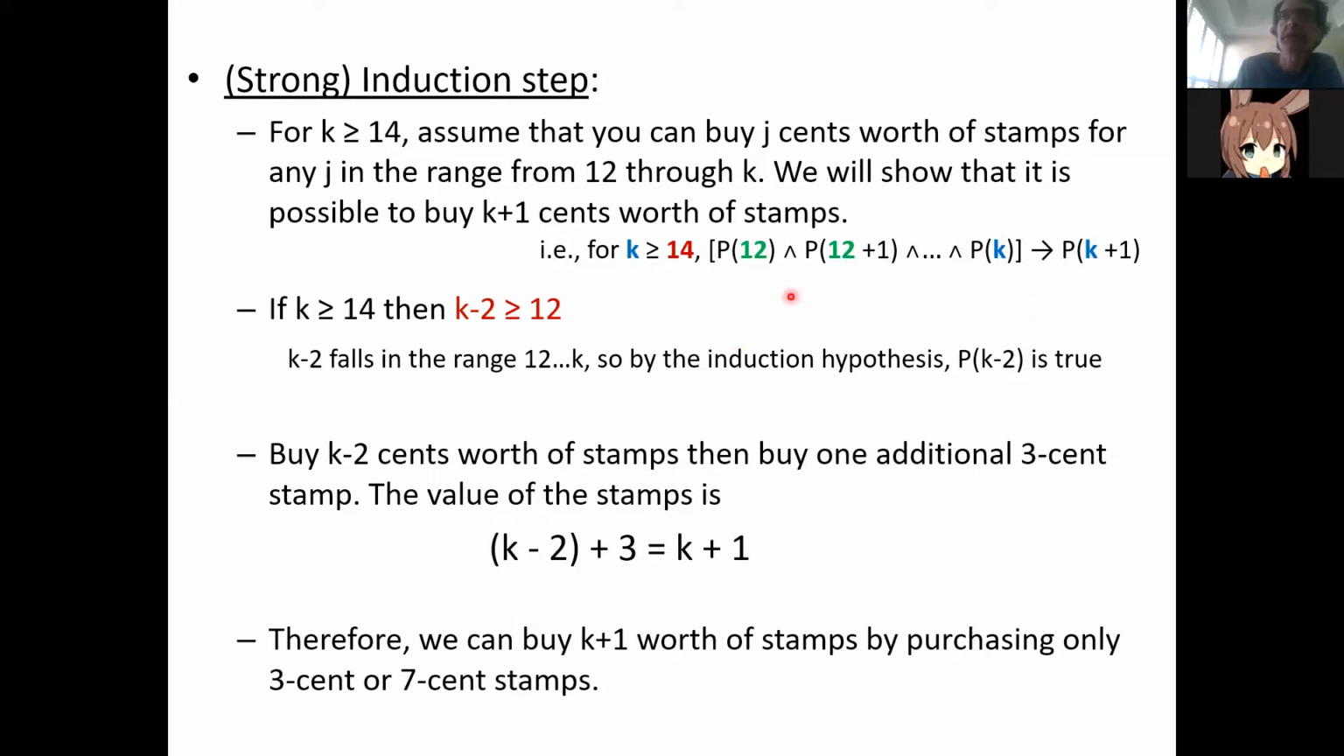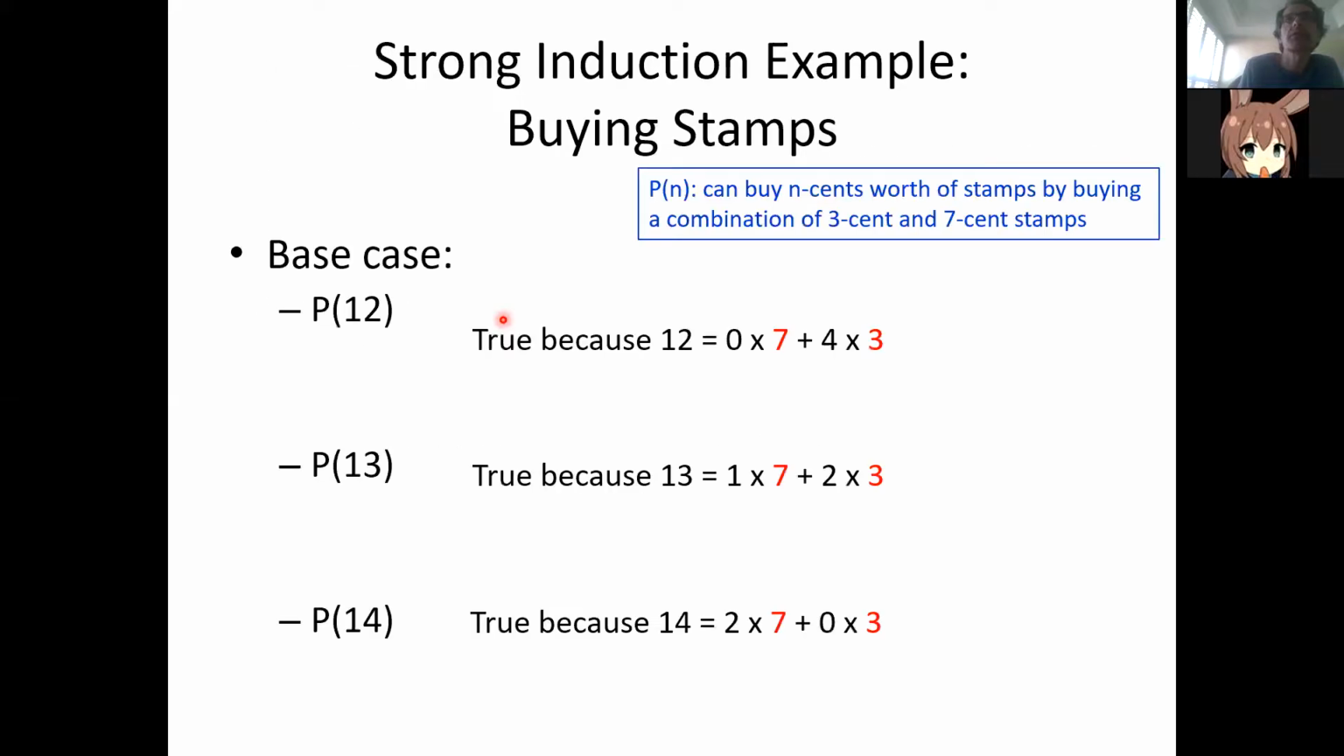But for that to work, this range has to include k minus 2, and for that to work, this range has to start from k. This range has to go from 12 to k, where k is at least 14, or otherwise this part would not work, right? And that is why we needed 3 elements in the base case, okay?